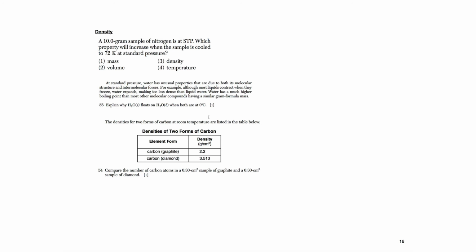Then we have the next question. The densities for 2 forms of carbon at room temperature are listed in the table below. Carbon graphite has 2.2, carbon diamond 3.513. Compare the number of carbon atoms in a sample of graphite and a sample of diamond. So when they say compare the number, one of them is going to have more, one of them is going to have less. The one with the higher density is going to have more because they're more tightly packed. So you would say the carbon graphite sample has less particles or less carbon atoms than the carbon diamond.